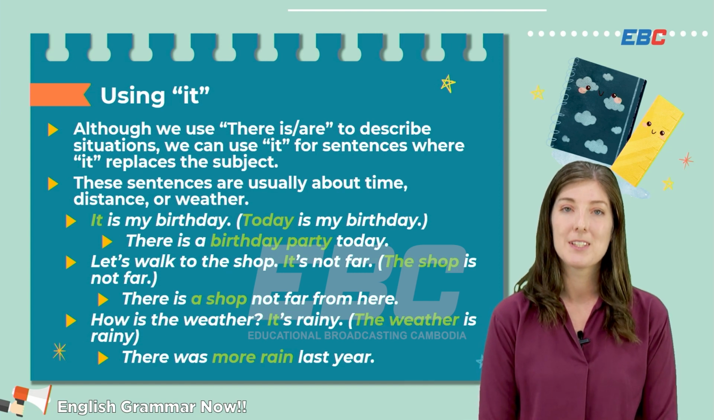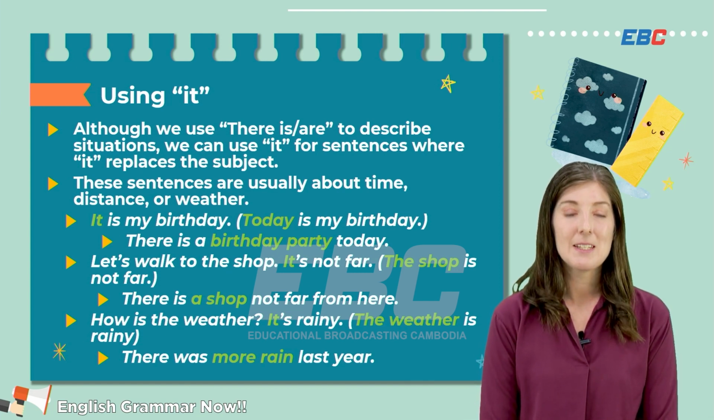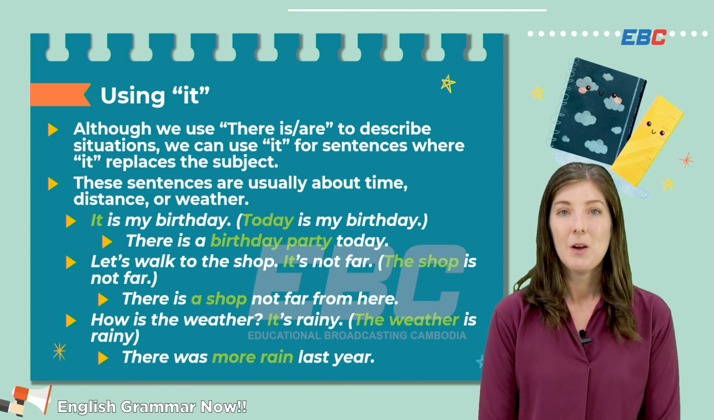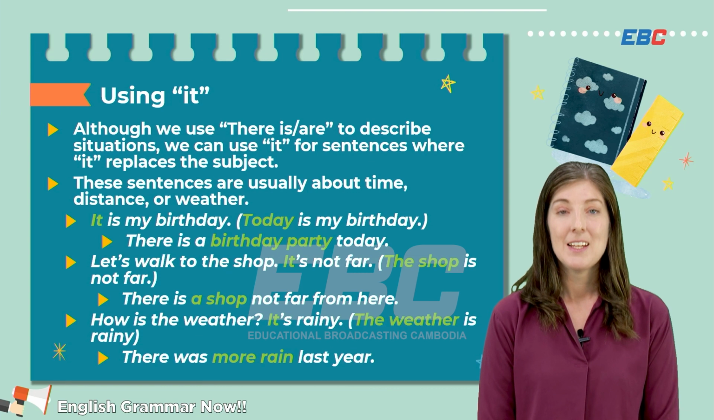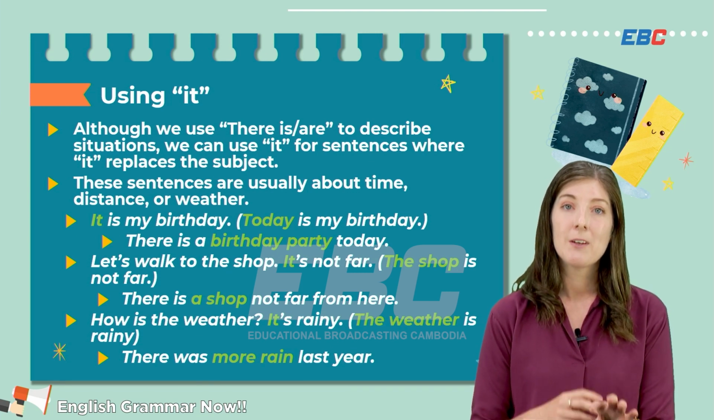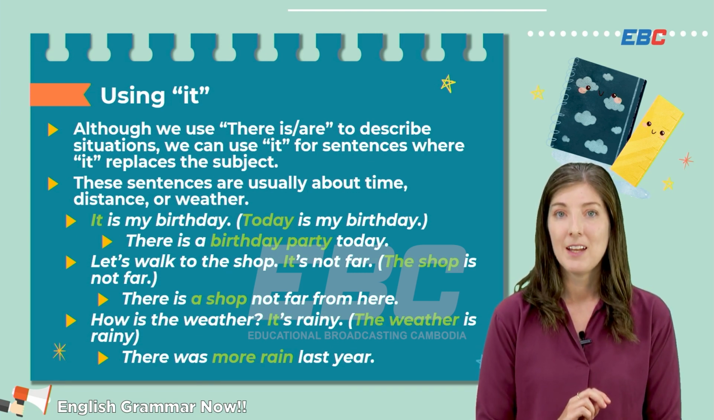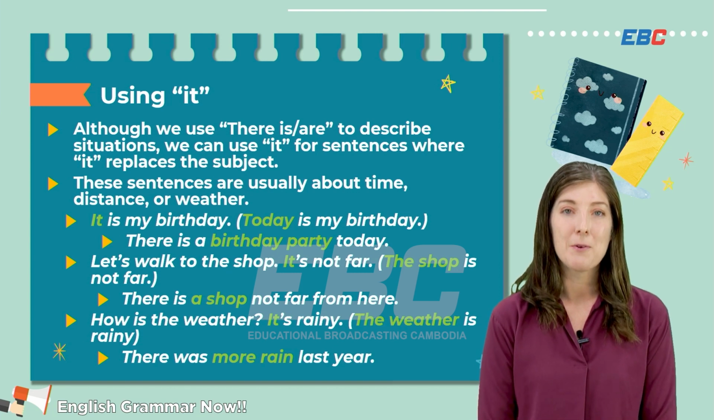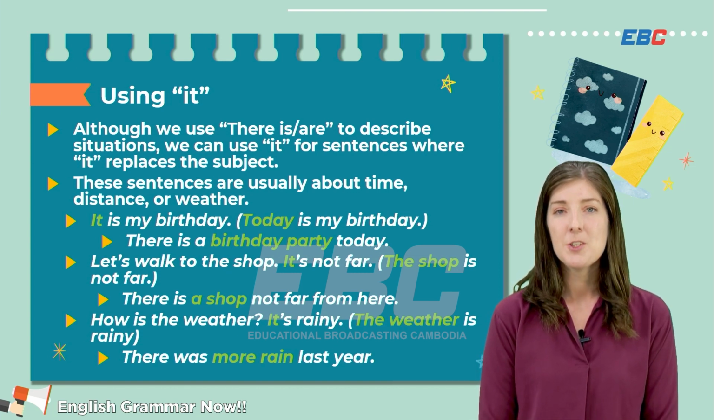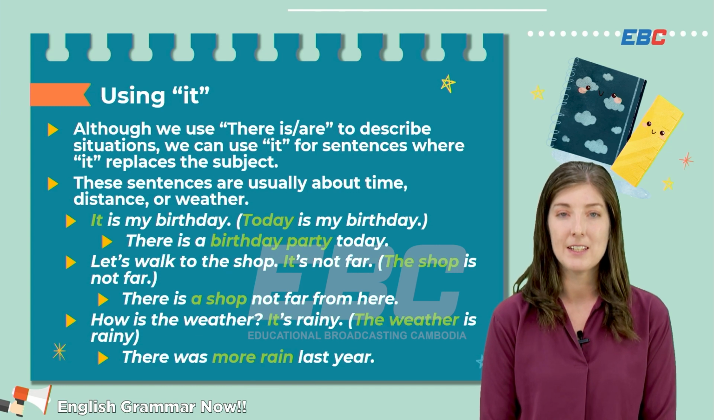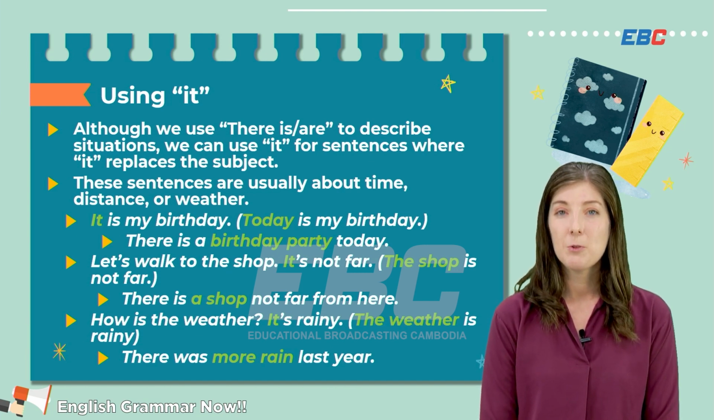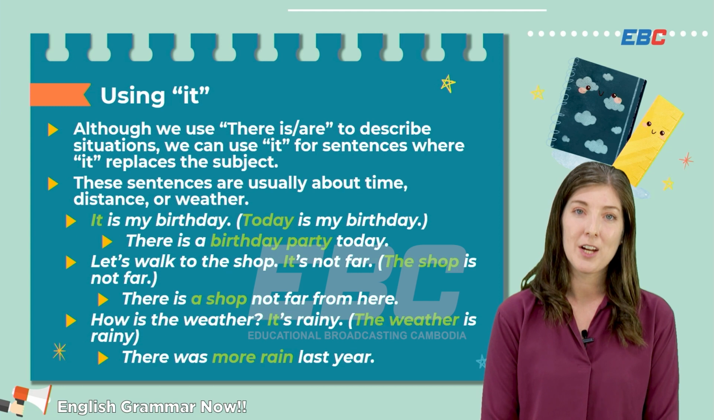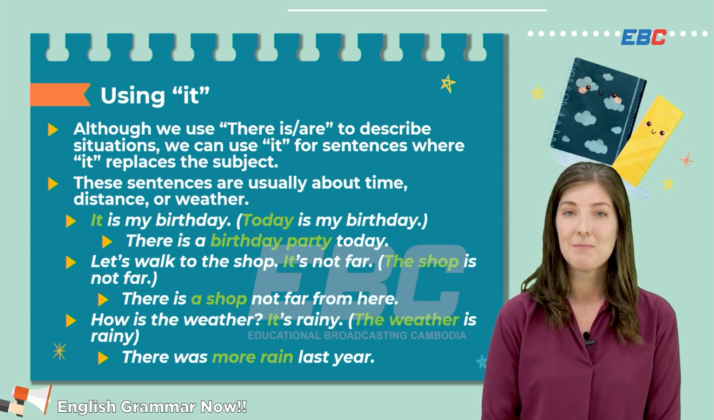Here's some examples. It is my birthday. We could also say, today is my birthday. Today is a noun that we can replace with it. We often use it to talk about time. To compare this with there is, a sentence we could write is, there is a birthday party today. In green, we've highlighted the subjects of each of these sentences.